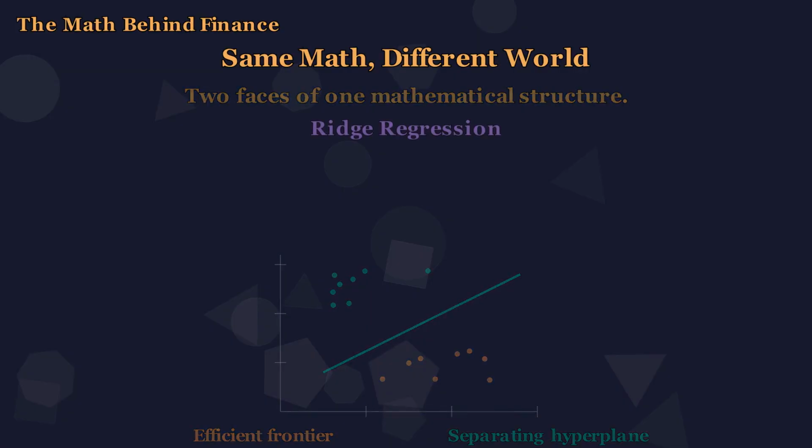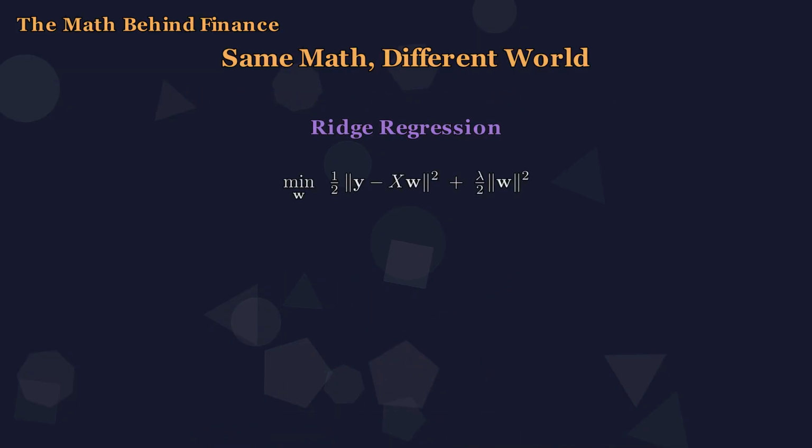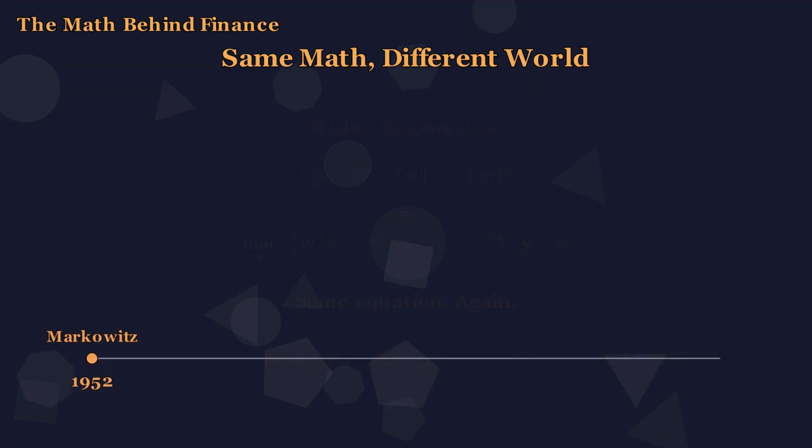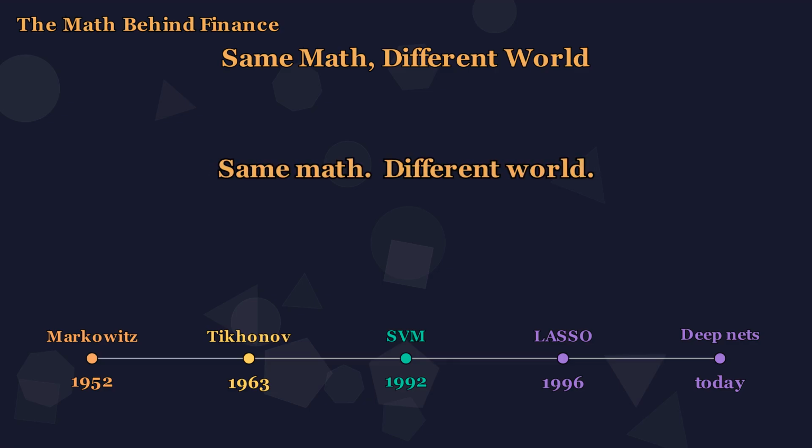And it does not stop there. Ridge regression, minimize the squared error plus lambda squared norm, expand it, and you get a quadratic in W with a PSD matrix and a linear term. Same equation again. Timeline, 1952, Markowitz. 1963, Tikhonov regularization. 1992, the support vector machine. Today, every neural network with weight decay. The portfolio optimization that built modern finance is the parent of every regularized model in machine learning. Same math, different world.